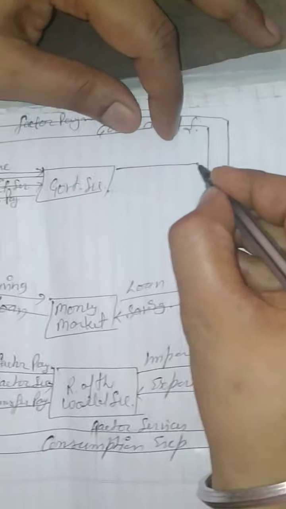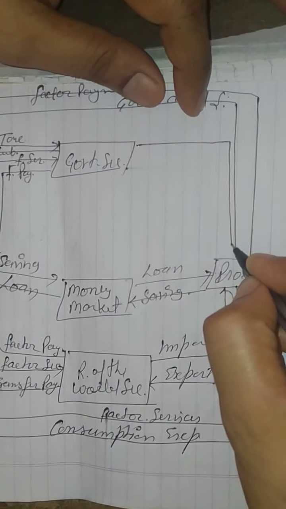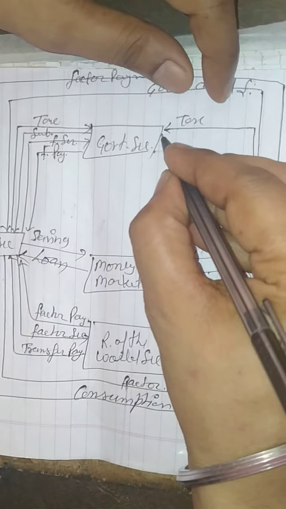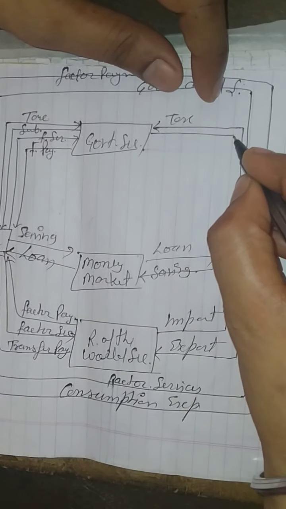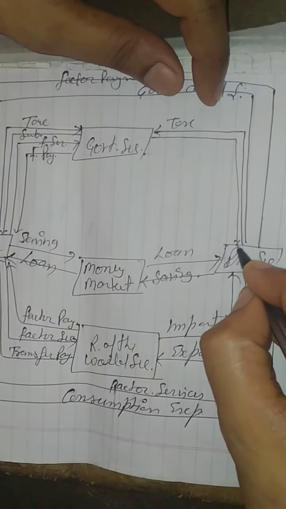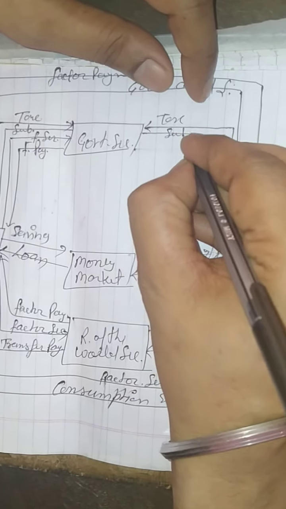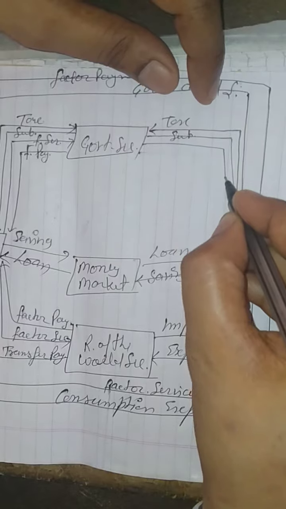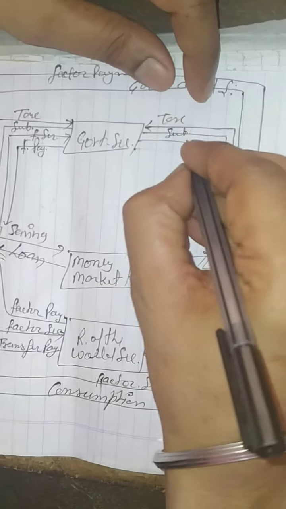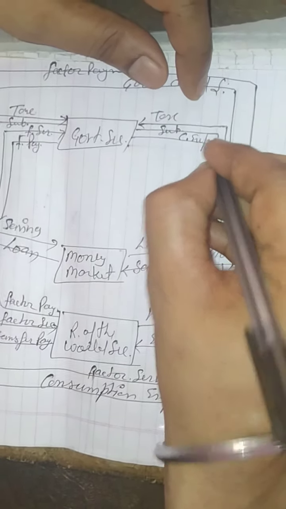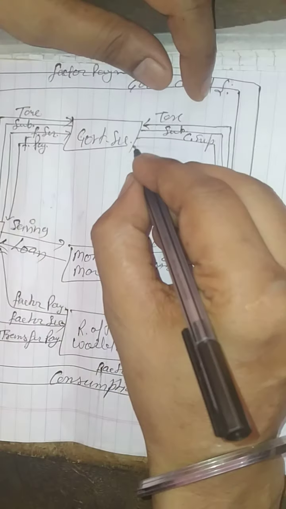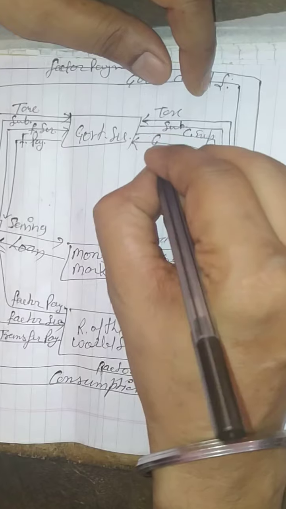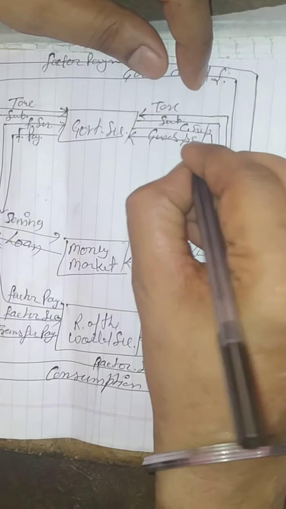Production sector paid some tax to government. Government also provide some subsidies to production sector. Government some consumption expenditure done in production sector, and production sector provided goods and services to government sector.